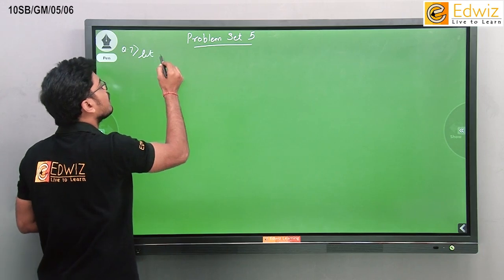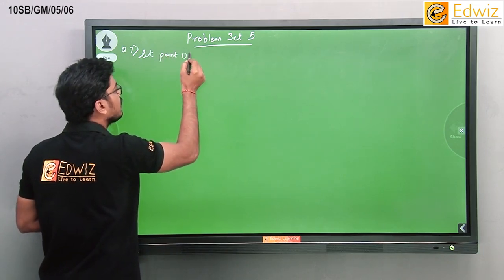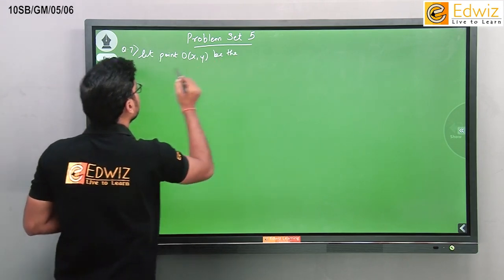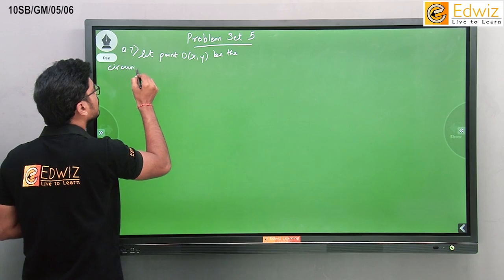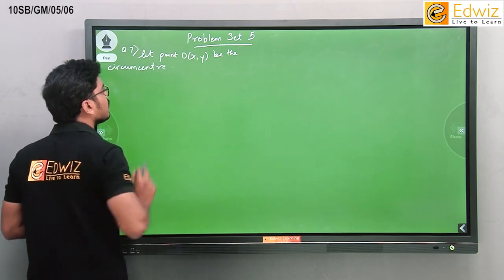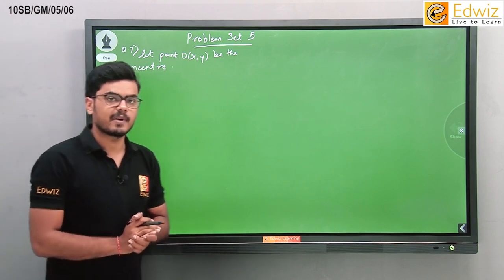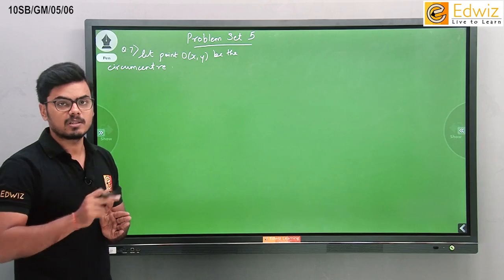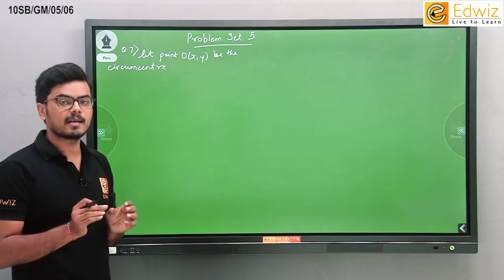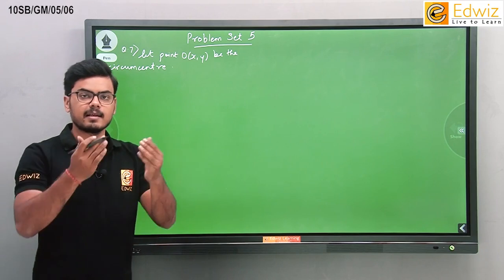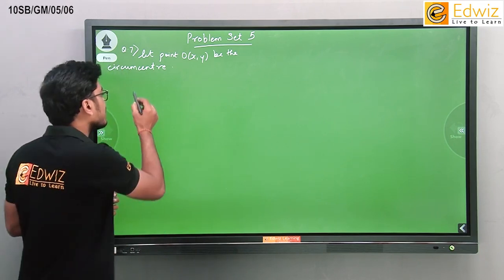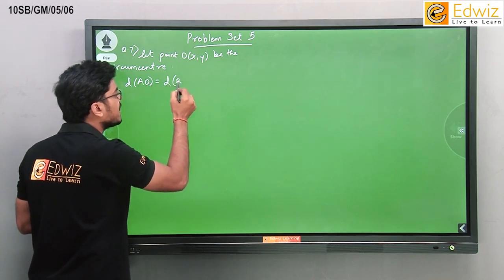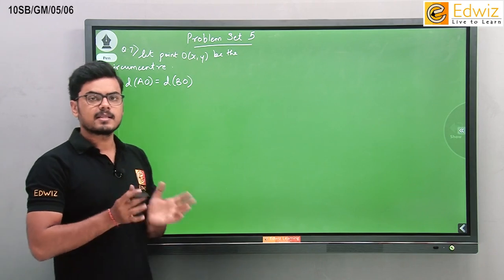Let point O (x, y) be the circumcenter. Suppose point O (x, y) is the circumcenter. As I told you, it is going to be equidistant from all three vertices A, B and C. So what will we do? We will equate the distances and directly apply the formula. As I told you, distance AO will be equal to distance BO. Correct? Both the distances are equal.